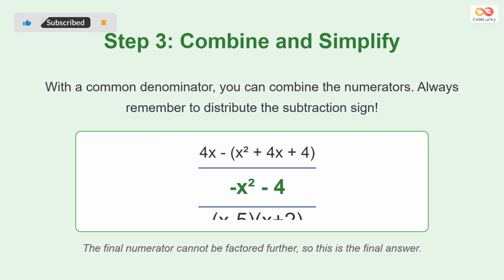Now we combine everything over our common denominator. We have 4x minus the entire quantity of x squared plus 4x plus 4. After distributing that negative sign, the positive 4x and negative 4x cancel out, leaving us with negative x squared minus 4 in the numerator. Since that can't be factored further, our final answer is negative x squared minus 4, all over the quantity x minus 5 times the quantity x plus 2.